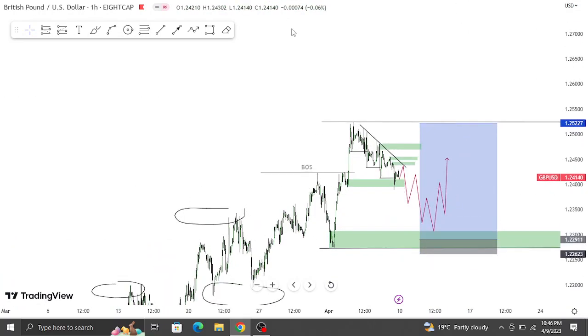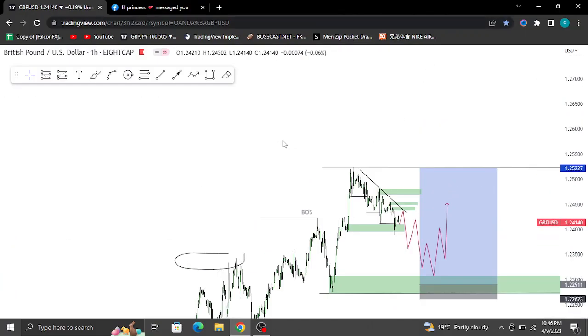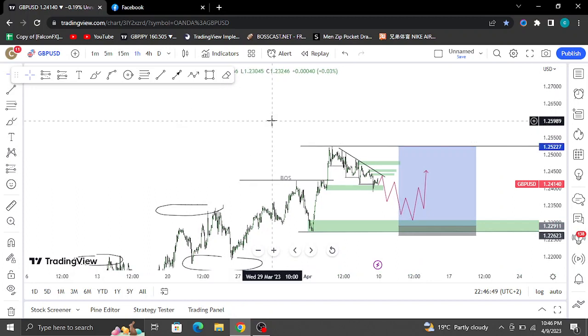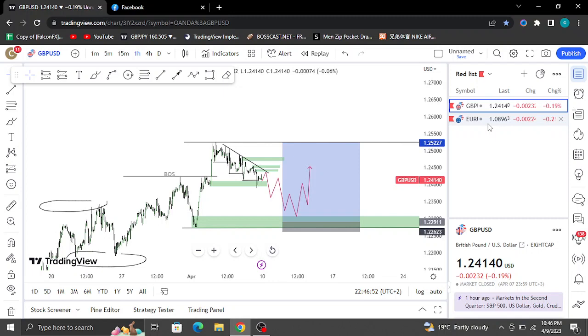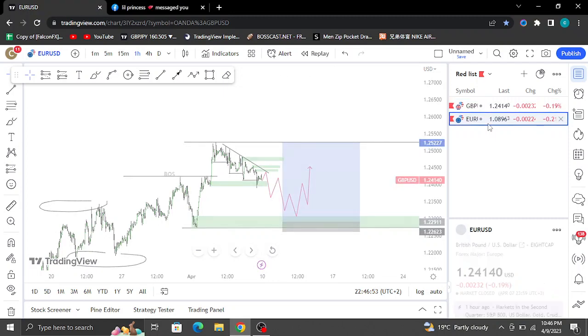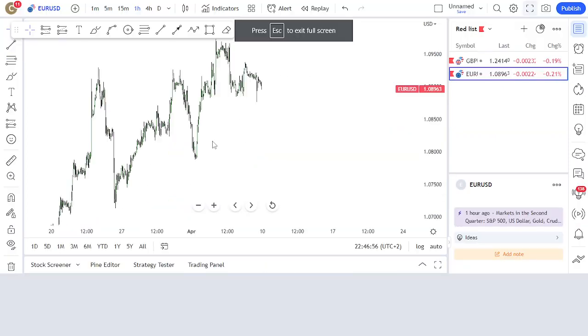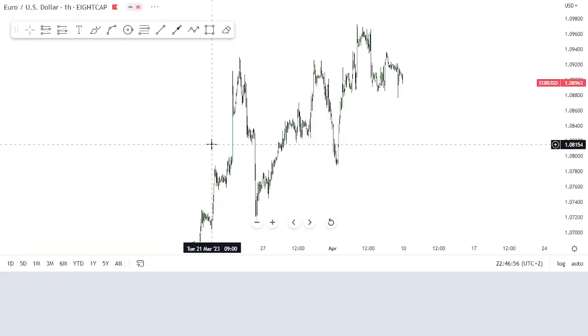So that is what I'm looking at in terms of GBP USD. We can go to the next pair, which is going to be Euro USD. These are the only two pairs that I look at currently. Those are the only two pairs that I have been trading over the past month. I've been trading only Euro USD and GBP USD.